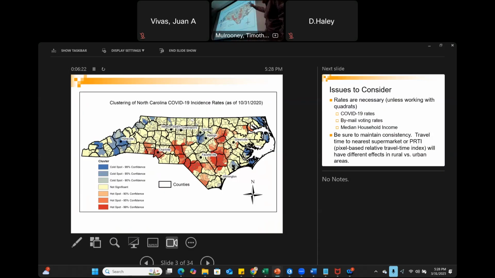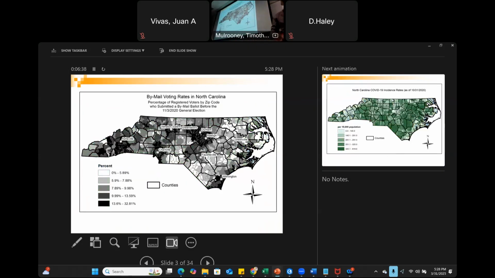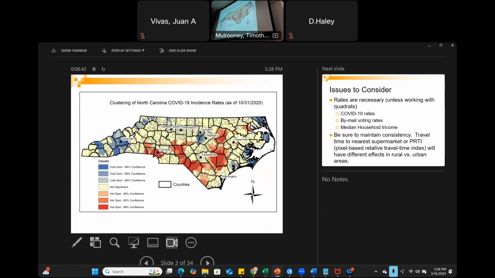Basically what I did for our paper, and we're going to look at the test later, is assume that these areas in red have higher by-mail voting patterns because they have higher COVID rates. Now, what do you think is going to happen when we look at that? It's actually the exact opposite. Remember, we're not in the why business. We're in the where business. We can let the sociologist, the biologist, or the chemist figure out the why behind it.